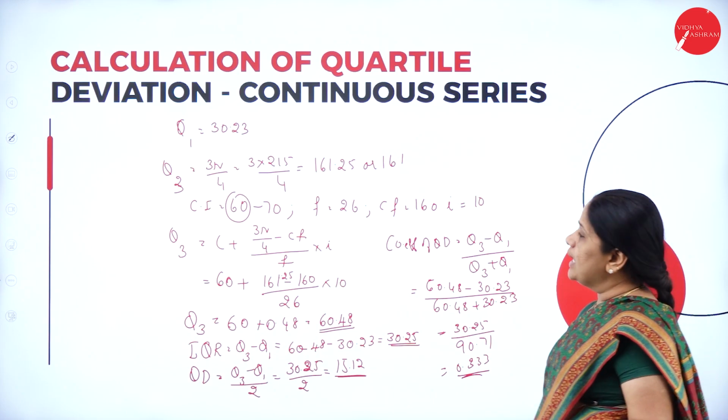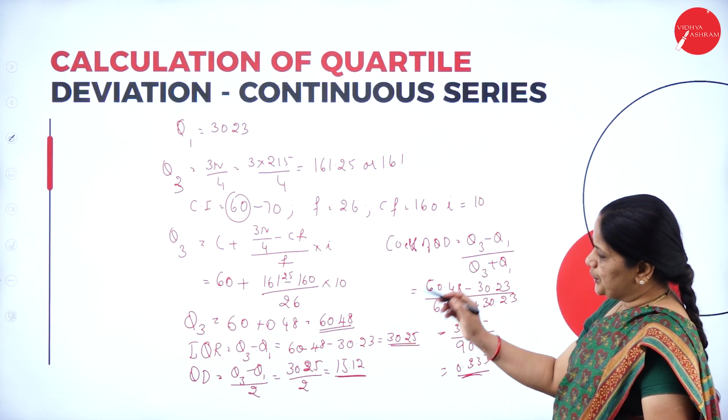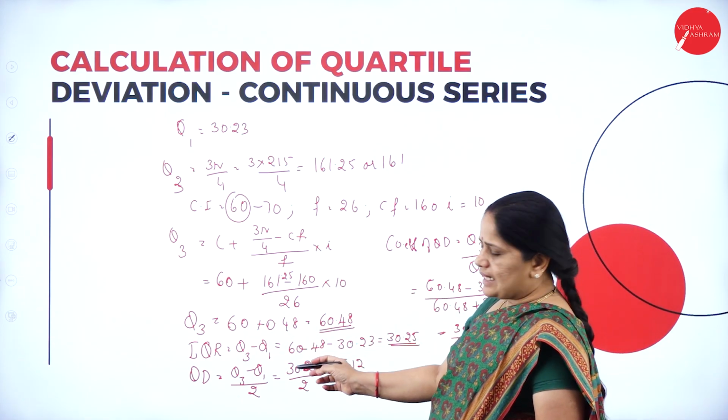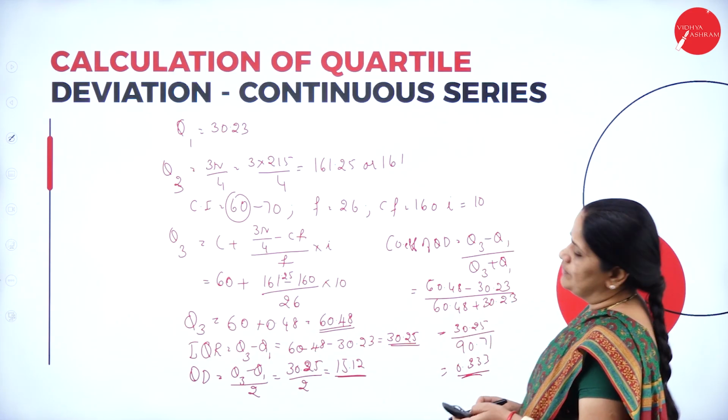So this is the answer. So we have to calculate the Q3, Q1, and then we have to calculate the interquartile range, the quartile deviation and the coefficient of quartile deviation.